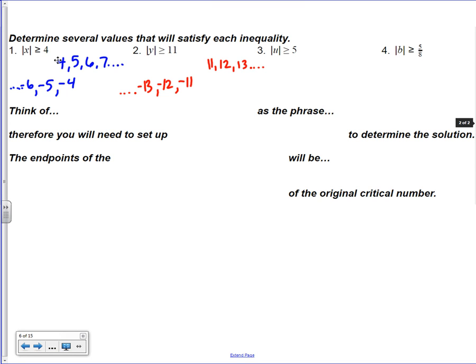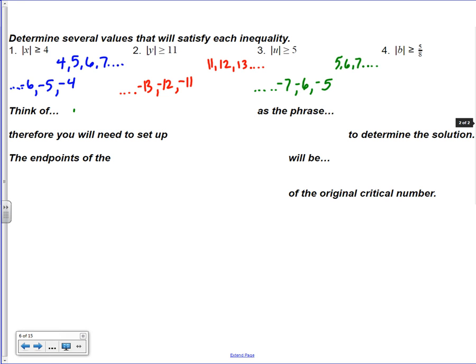If I have the absolute value of u is greater than or equal to 5, then I could put in 5, 6, 7, all the way up as high as you want to go. I could put in -5, -6, -7, and as low as you want to go. Because if I put in -100 and I take the absolute value, it's 100, and 100 is greater than or equal to 5.